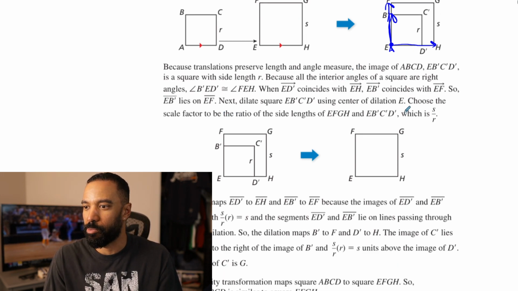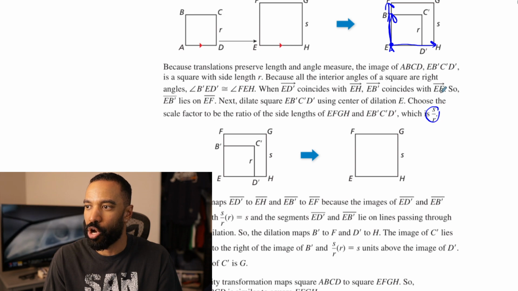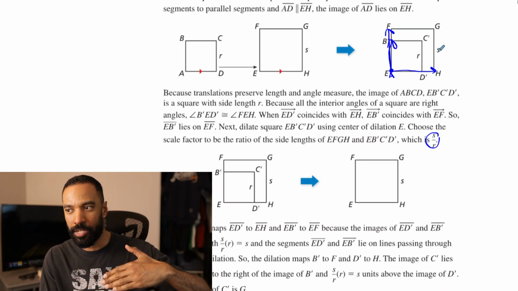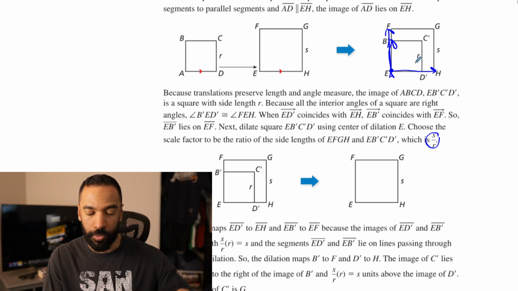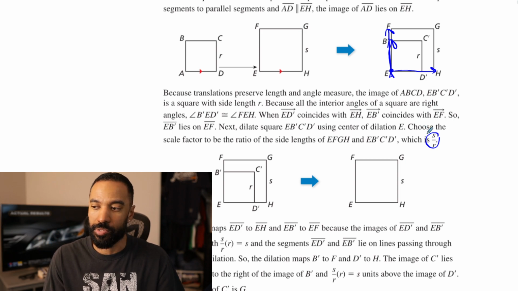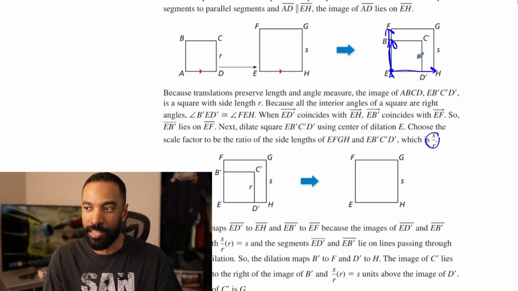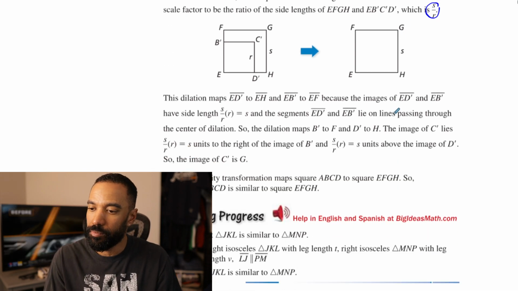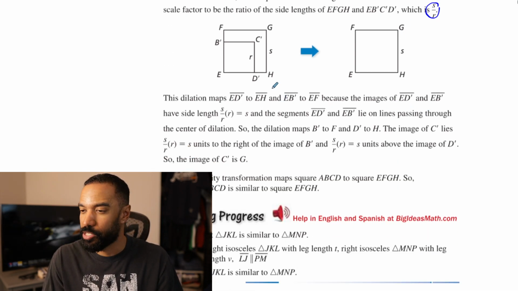Choose the scale factor to be the ratio of side length S over R. So remember, for scale factor, we divide the image by the pre-image, to figure out what you have to multiply R by to get S. So it's S over R. If this was 10 and this is 5, then 10 over 5 is 2. Things like that. There's more. This dilation maps ED prime to EH once you dilate it.